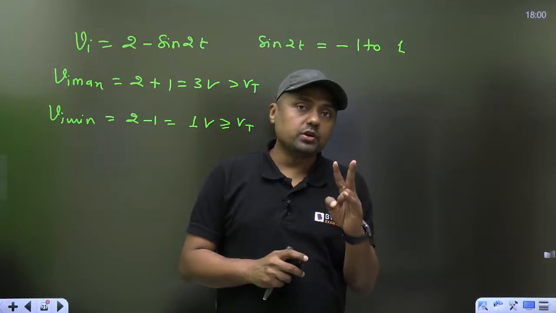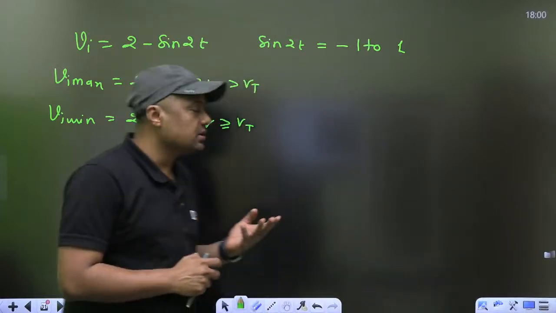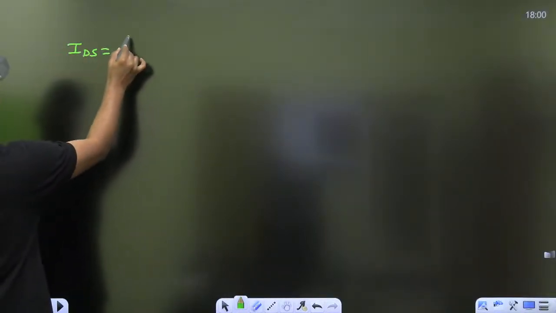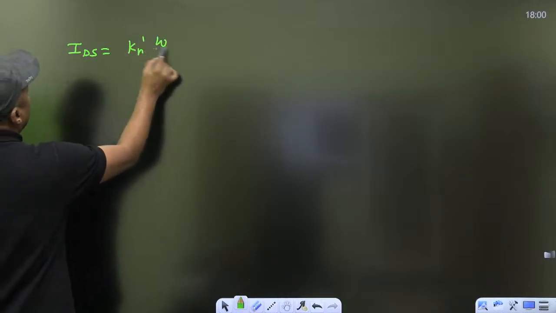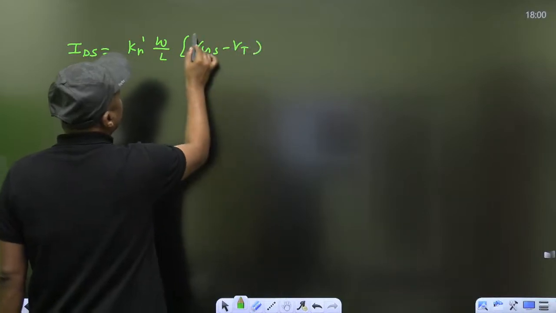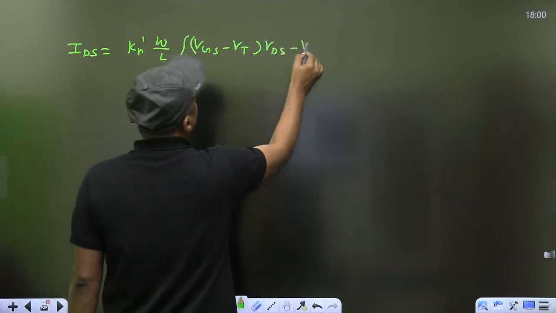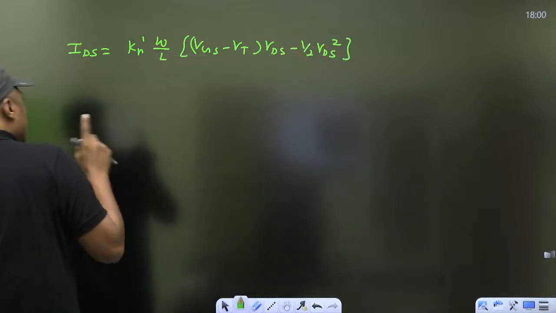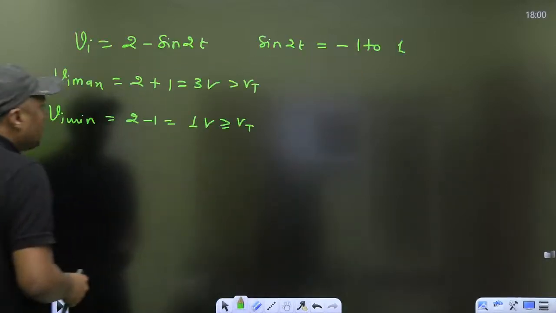Now there will be two cases, triode region and saturation region. Now you have to use the formula for the triode region. What is the triode region? In triode region, the current is K n' W by L into (VGS minus VT) VDS minus half of VDS square, right? VDS is given 1 volt in this question.